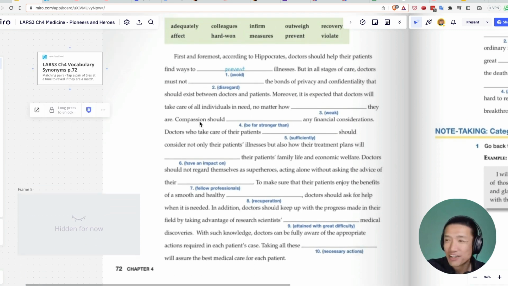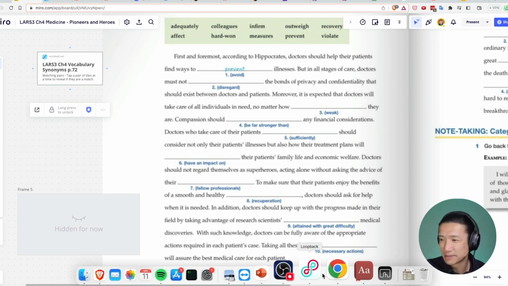If you finish, write your name. See how the fastest time you got. Okay. First and foremost, according to Hippocrates. He's not a hypocrite. Okay, so this is interesting.